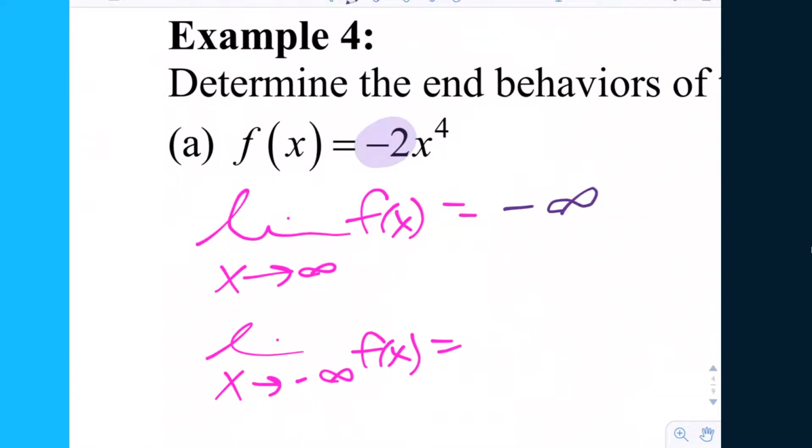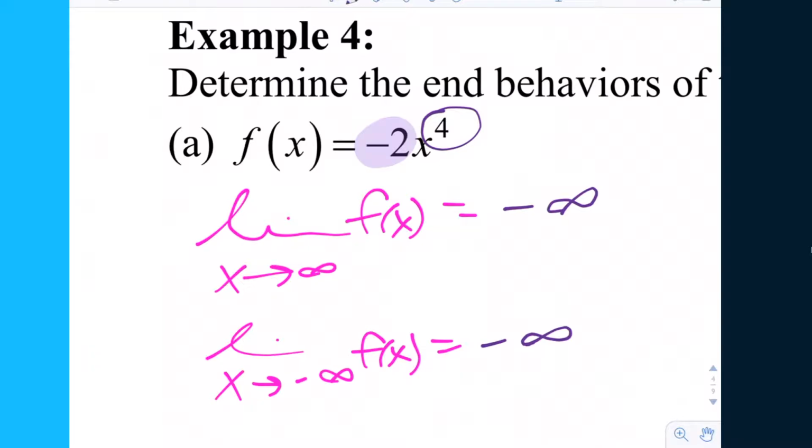So it's negative infinity. Now if you look at the degree, which is 4, that's an even number. So the end behavior should be what? Same or opposite? Same. So it should be negative infinity on the other side. And it is. Okay, the other way to do it, if you're lucky enough to have the equation, which we are here, you can just plug in a representative type of infinity.